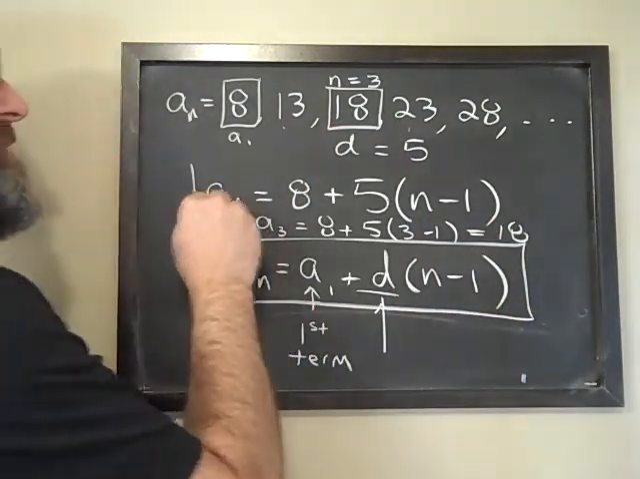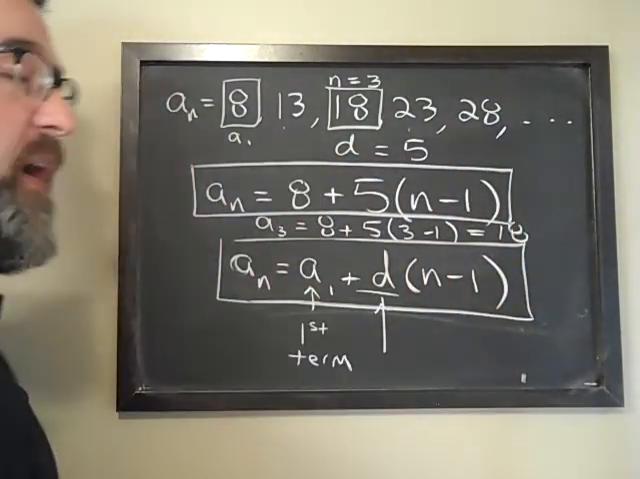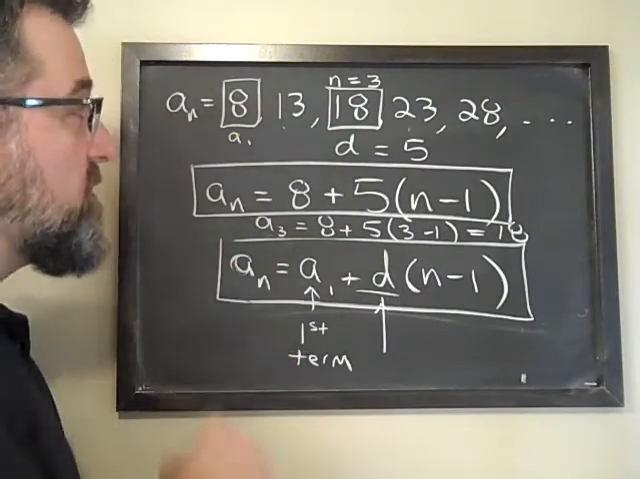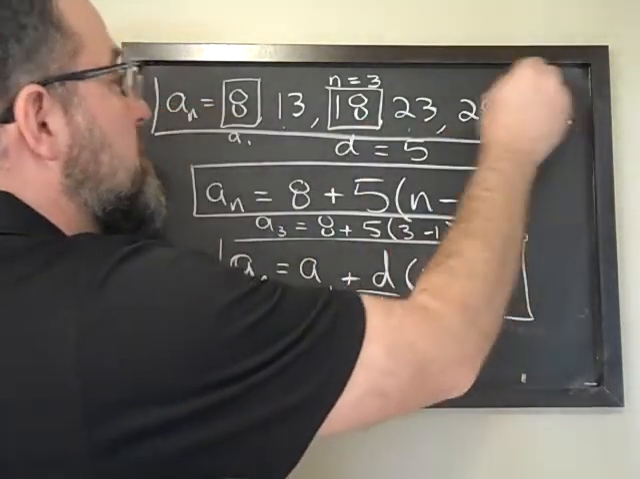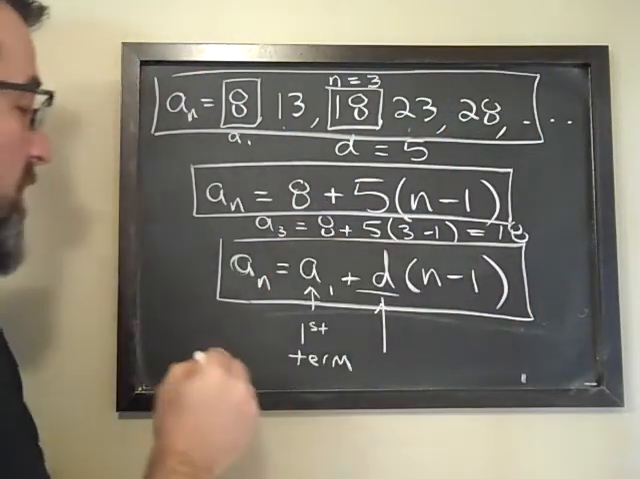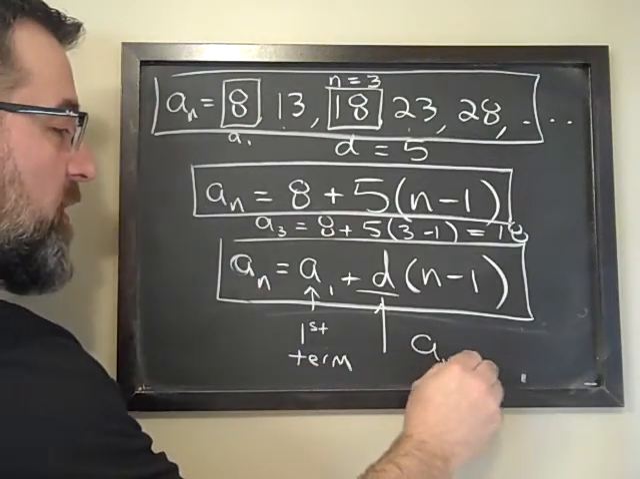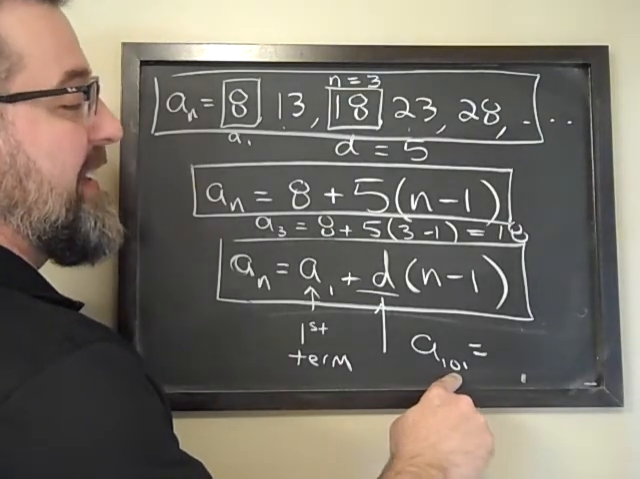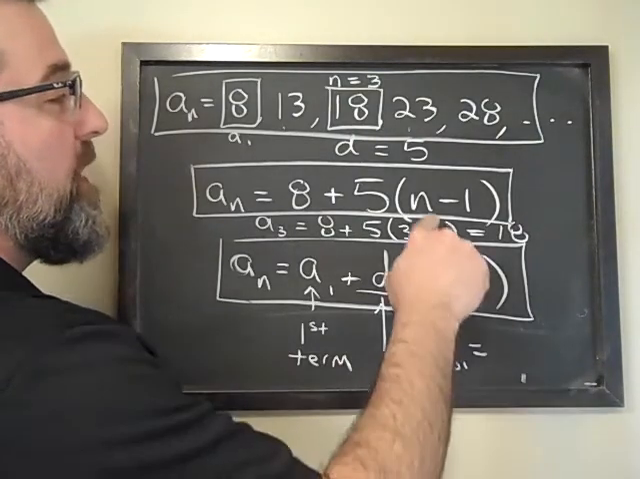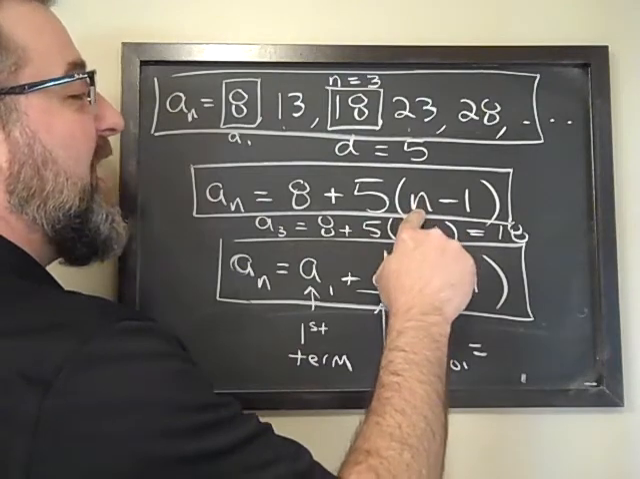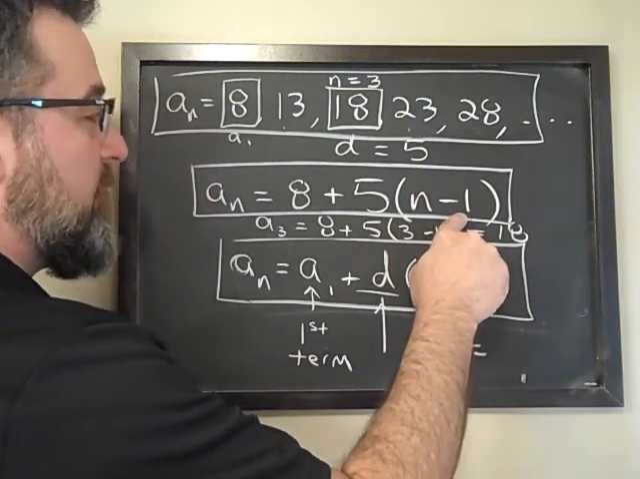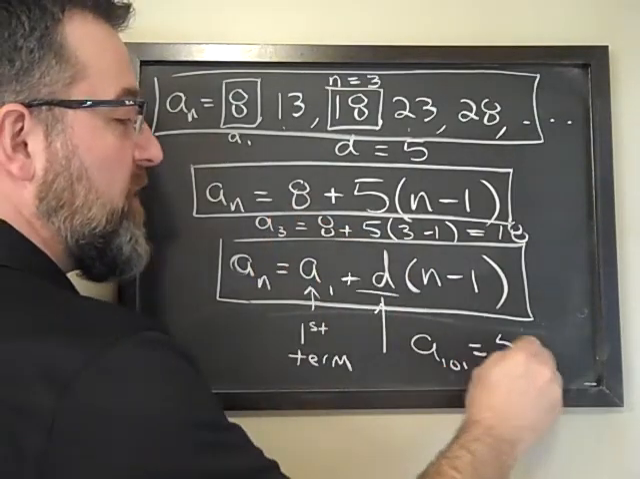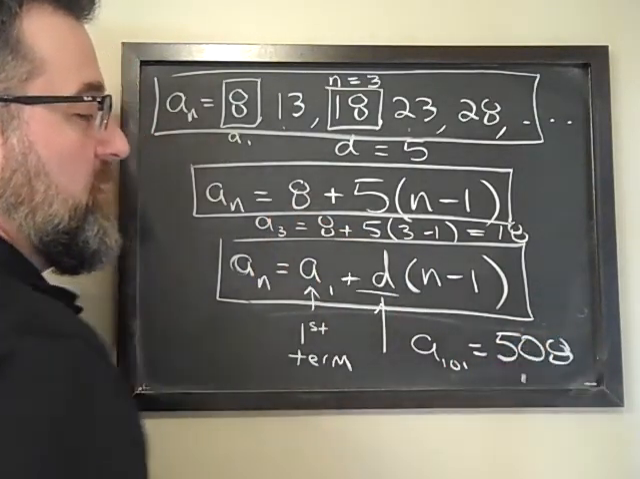What's nice is when you have this formula, if I ask you a question, what is the 101st term? I want to know what's the 101st term of this sequence. You have this formula, the 101st term, a sub 101, is really not that big of a deal to find because you know n is 101. 101 minus 1 is 100. 100 times 5 is 500. 500 plus 8, 508. There you have it.